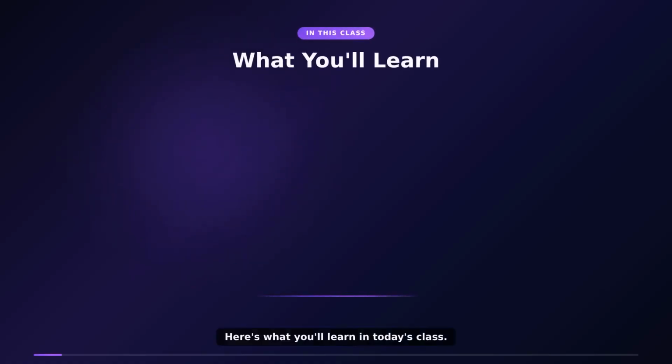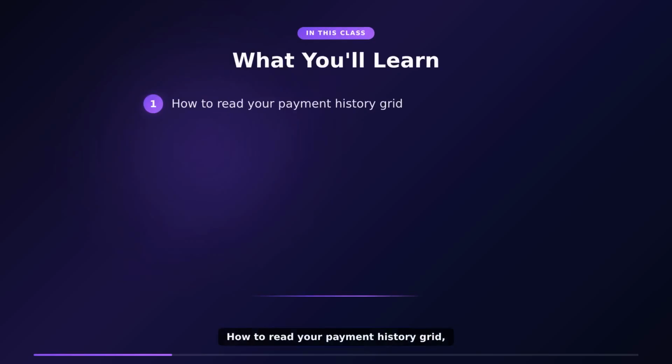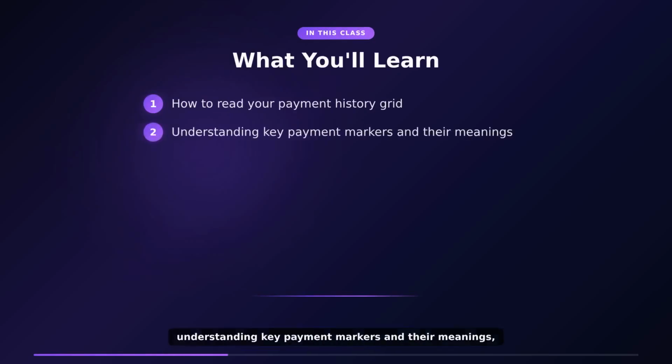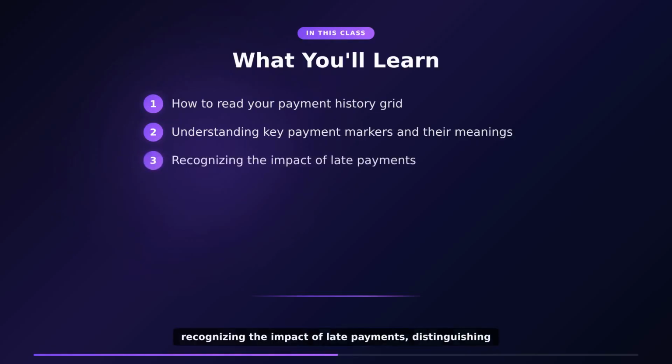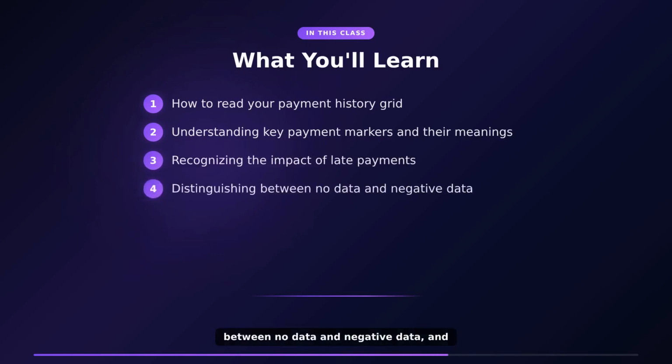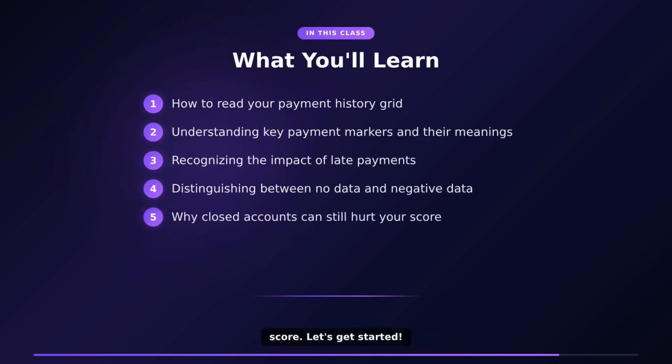Here's what you'll learn in today's class: how to read your payment history grid, understanding key payment markers and their meanings, recognizing the impact of late payments, distinguishing between no data and negative data, and why closed accounts can still hurt your score. Let's get started.